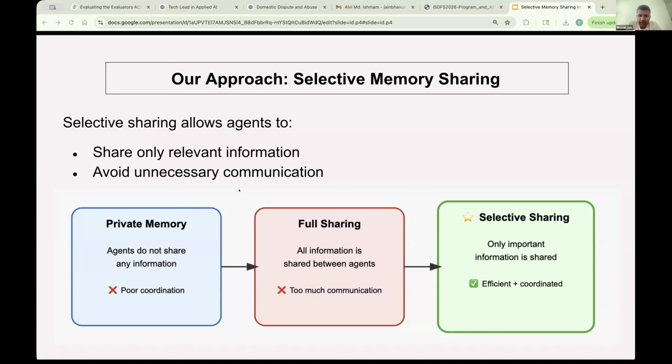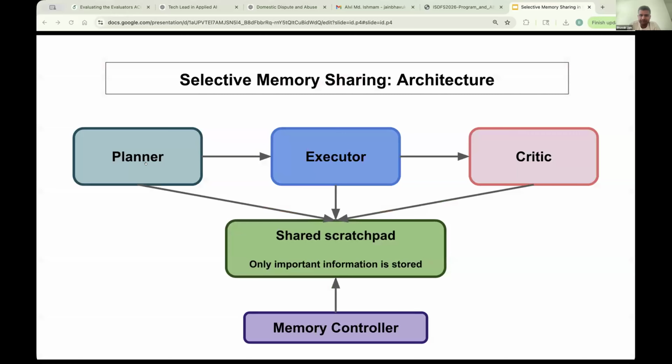And to make this more concrete, let's compare all three approaches you see here. First, on the left, we have private memory, no sharing, which leads to poor coordination. In the middle, we have full sharing, everything is shared, which leads to too much communication. And on the right is our approach, which is selective sharing. Only important information is shared, which gives us the best of both worlds. That is, it's more efficient and well coordinated. So the key intuition is we don't need more communication, we need better communication. And that's the principle we build on in the rest of the work.